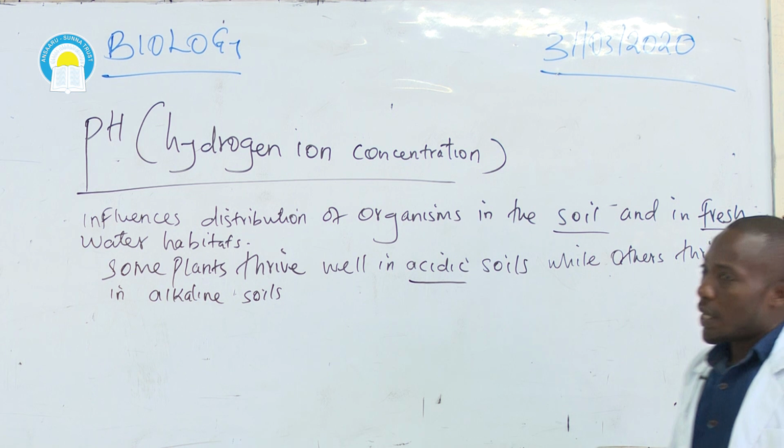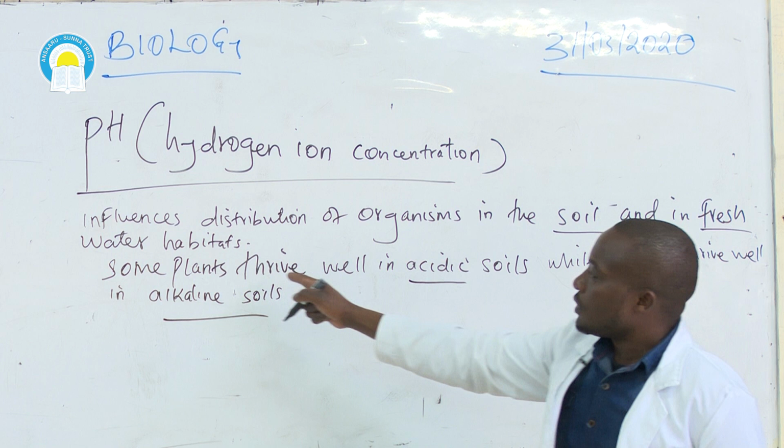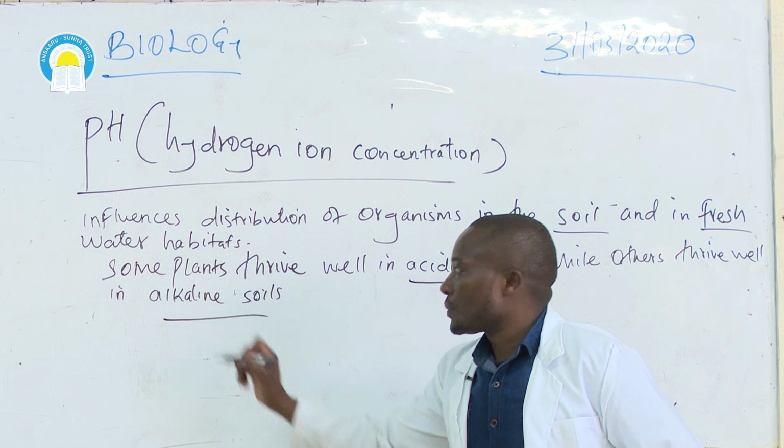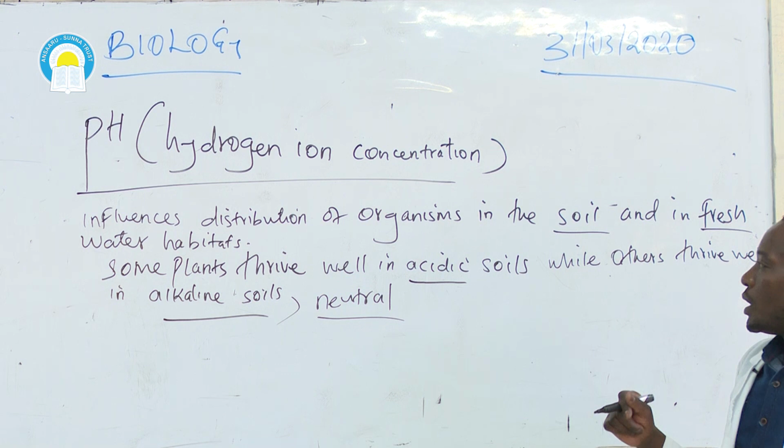So it depends. Every plant has an adaptation to make it survive, whether it is in an acidic condition or in alkaline solution. There are some also which can do well in neutral conditions, not too acidic, not too alkaline. So the pH is the hydrogen ion concentration.